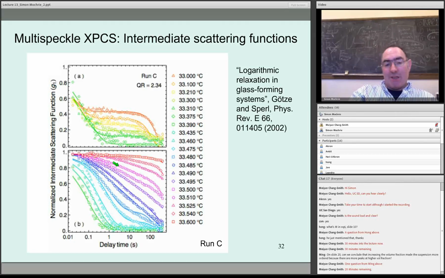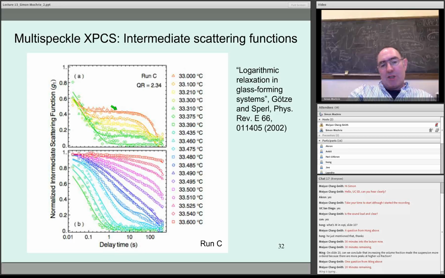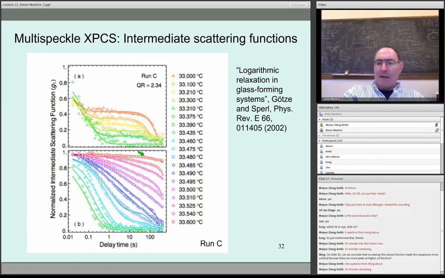The character of this glassy phase is different from this phase here. Here I started off at a value of 1 and went down to a plateau value of about 0.4. Here I have this very strange decay, which is a straight line on a logarithmic time scale. So this actually corresponds to a logarithmic behavior of the intermediate scattering function. The slope of that logarithm gets less and less, and eventually by 36.6 degrees, I'm completely flat, so completely glassy at this point.